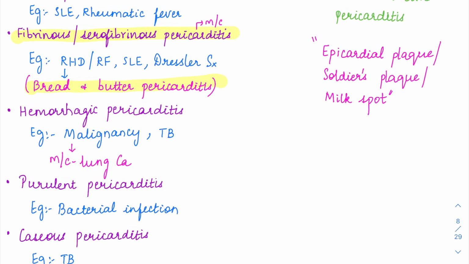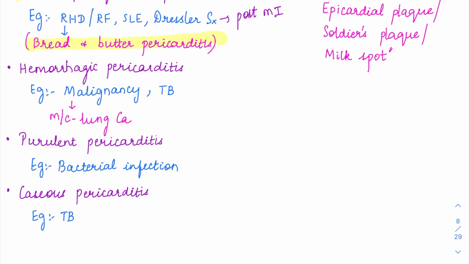That is why rheumatic heart disease is going to be called serofibrinous pericarditis or bread and butter pericarditis. Also, this kind of pericarditis is seen in Dressler syndrome. Dressler syndrome is nothing but post-myocardial infarction pericarditis, which is again a serofibrinous kind of pericarditis. So that is called Dressler syndrome.